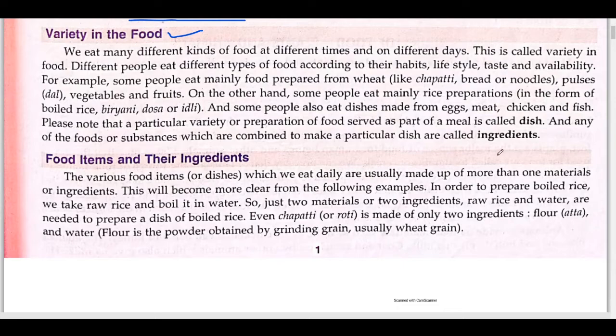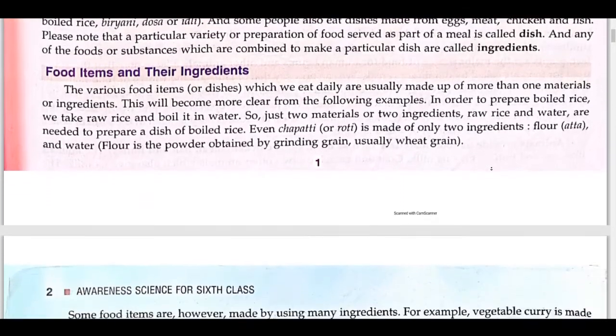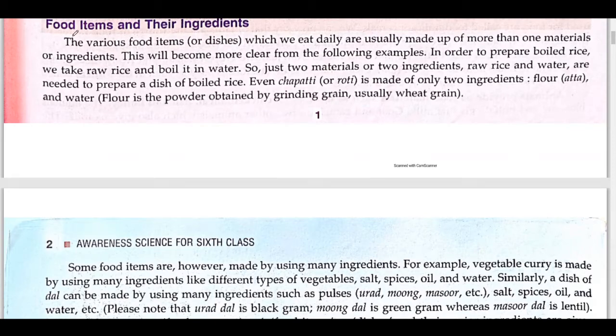Now we'll talk about food items and their ingredients. If we are making chapati, this is known as a food item, but how are we making chapati? The things used to make chapati are known as ingredients. The things we are adding to make a chapati are known as ingredients. Clear? So for example, in chapati, what do we need? We need flour and water. So water will play the role of an ingredient, right? We also use salt, so salt will also play the role of an ingredient.